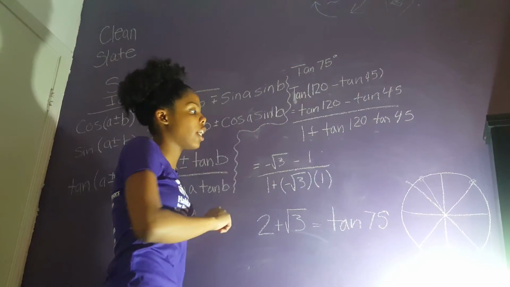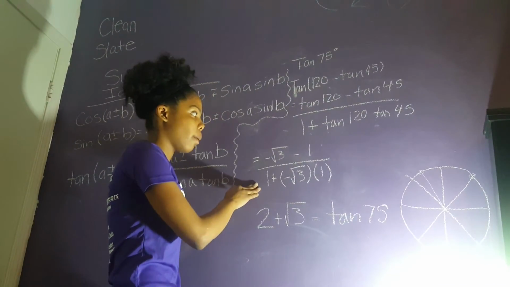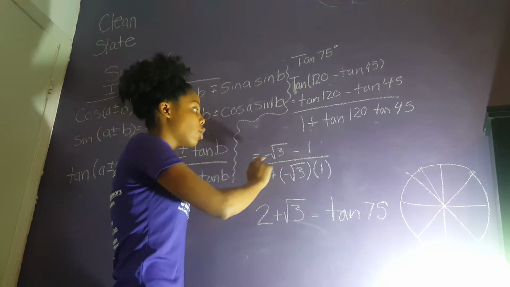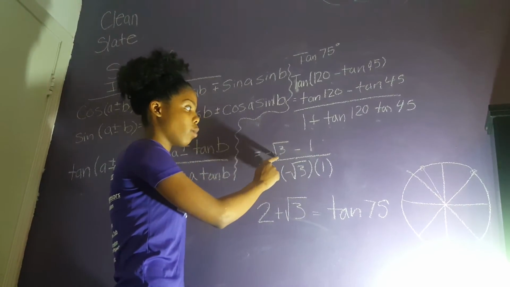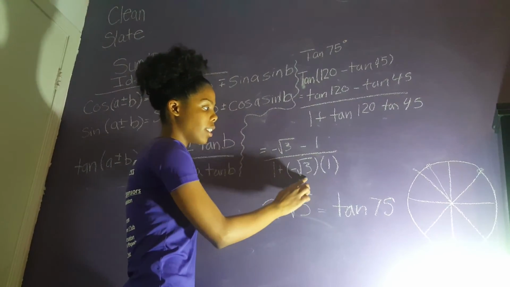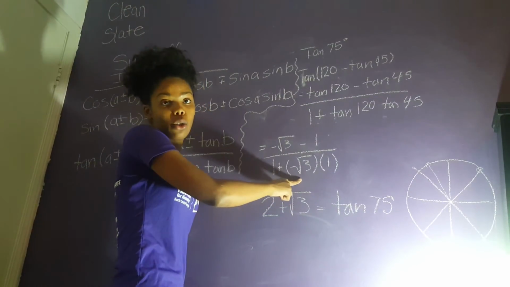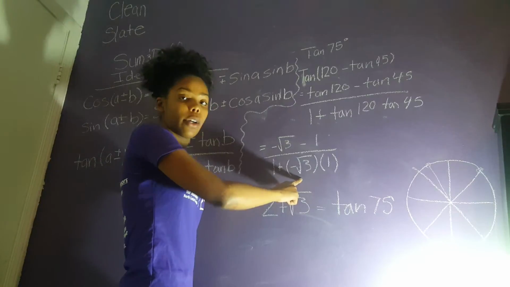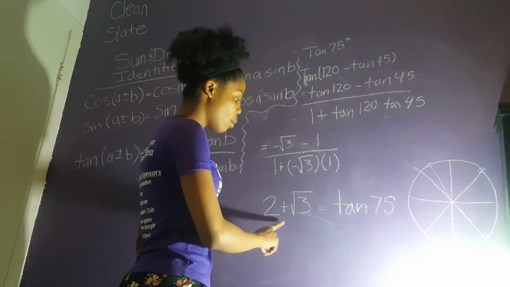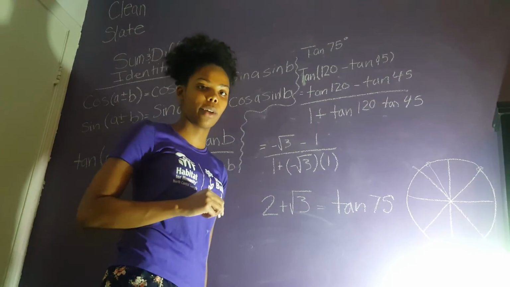And then you want to exchange your values from your unit circle into this problem, because you know what tangent of 120 and tangent of 45 is. So tangent of 120 is negative square root of 3 minus tangent of 45 is 1, over 1 plus negative square root of 3 times 1. And to get rid of the square root of 3, you're going to want to multiply by your conjugate, and then simplify. And the answer you will get is 2 plus square root of 3. So tangent of 75 equals 2 plus square root of 3.